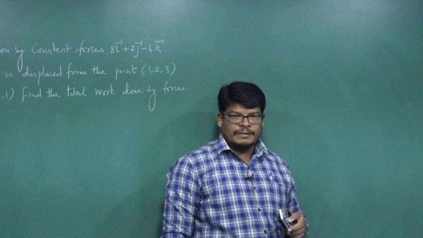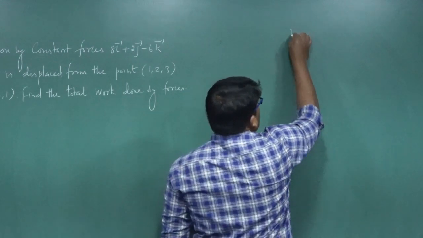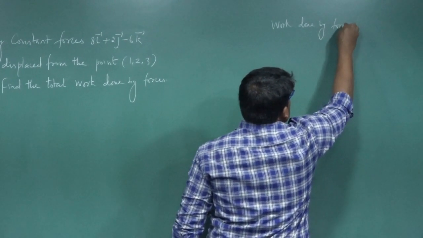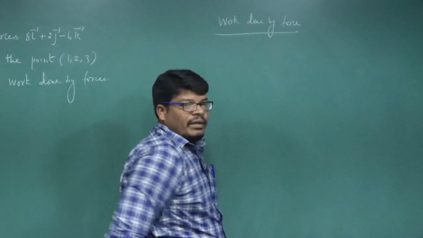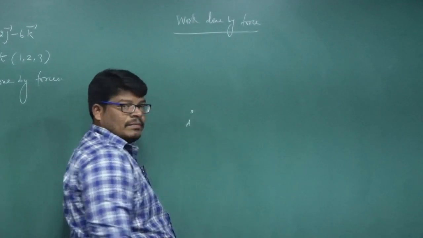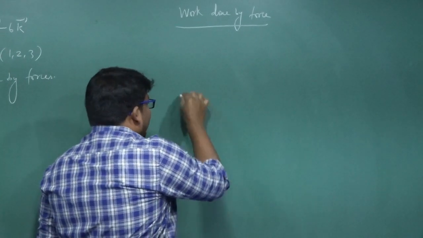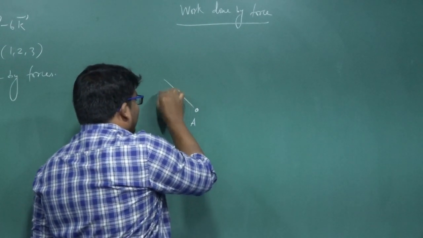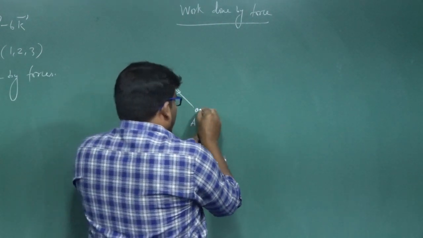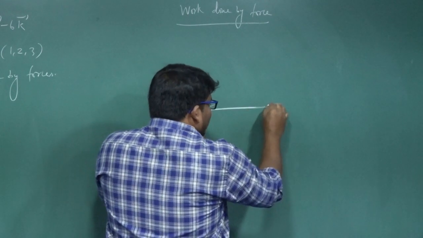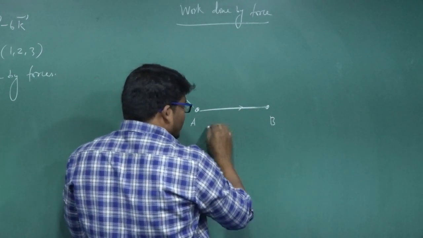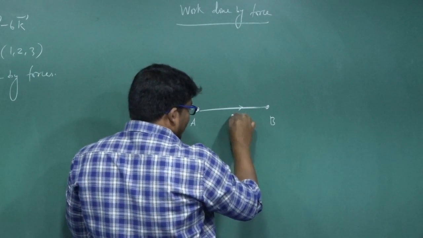Now discuss a new topic, work done by force. One of the particles A is acted upon by a force. The particle is displaced from the point A to the point B. That displacement is AB vector. That displacement is D vector.